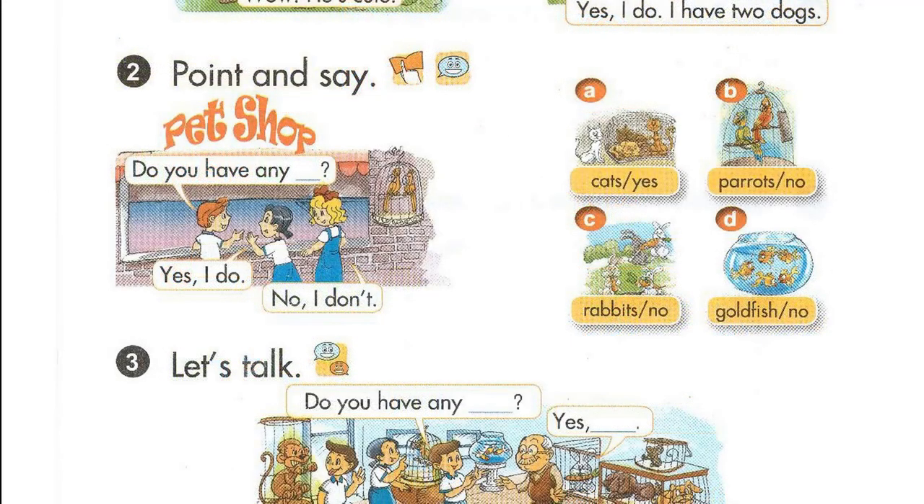Activity 2. Point and say. Do you have any cats? Yes, I do. Do you have any parrots? No, I don't.